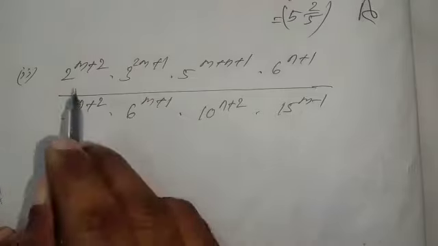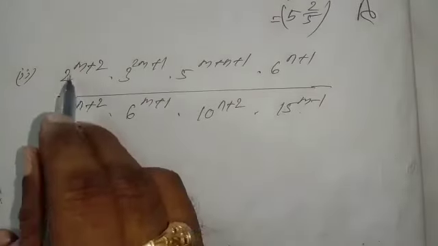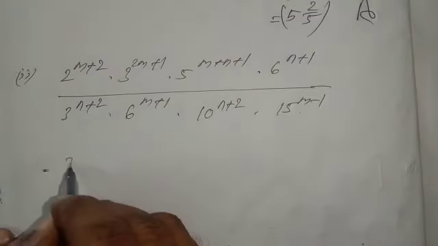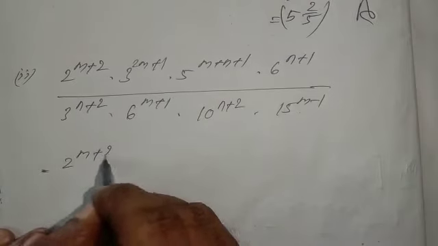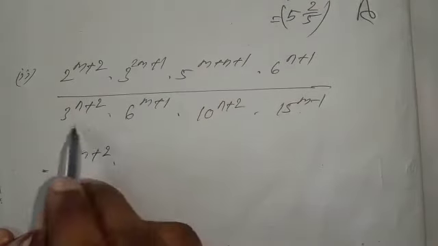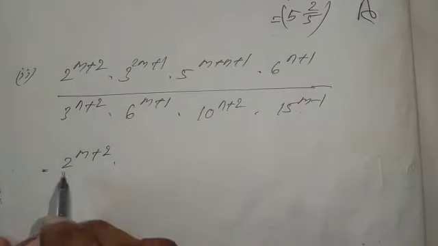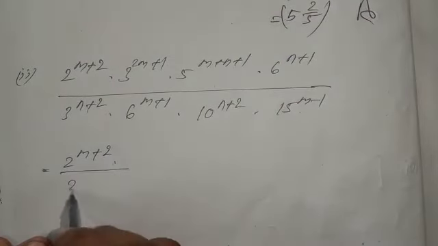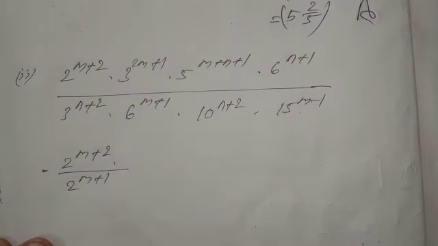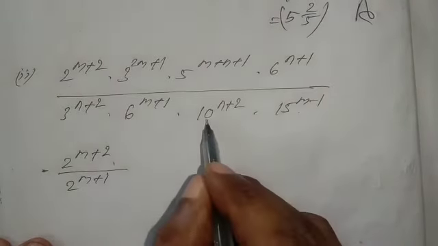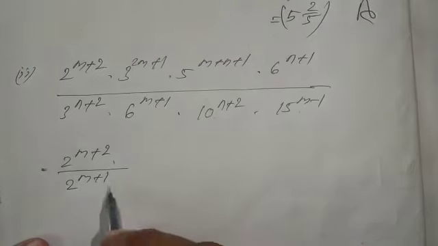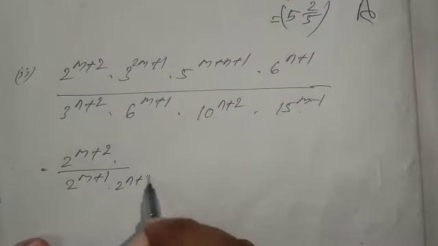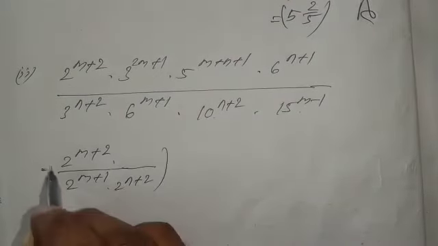In the second part, it is given 2 to the power m plus 2. Here you can break it: 6 means 2 into 3, so 2 to the power m plus 1, and here also you can get 2 into 5, 2 to the power n plus 2. All the 2 to the power I am making separately.